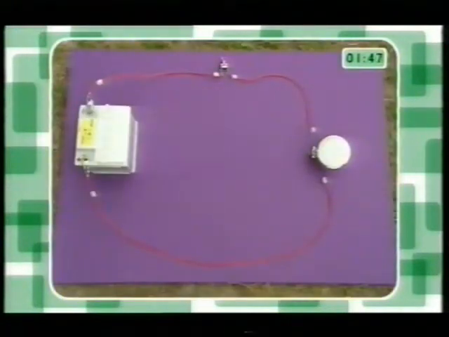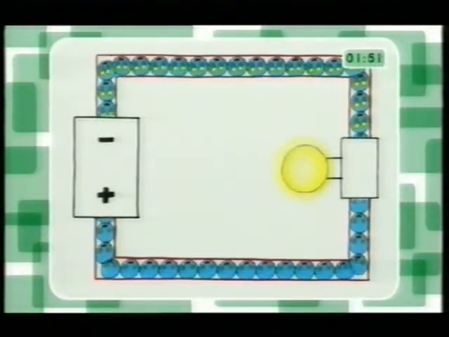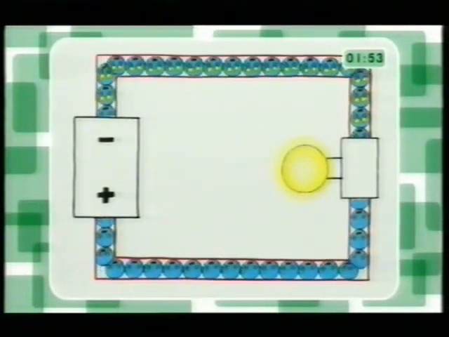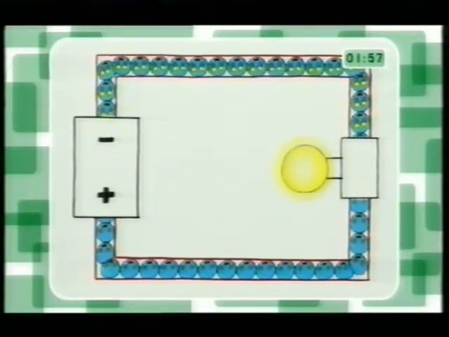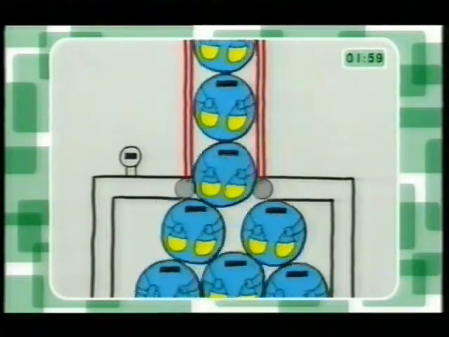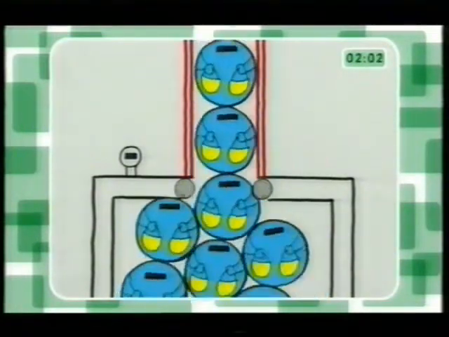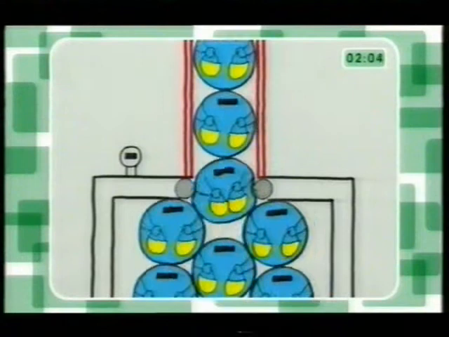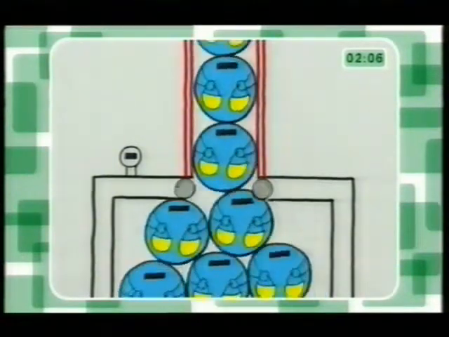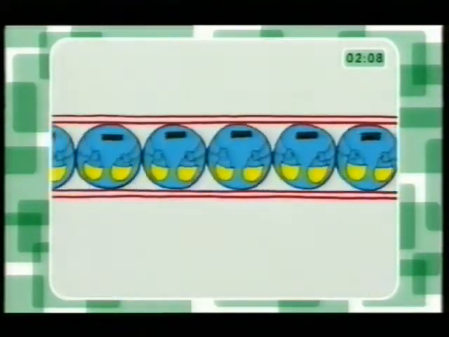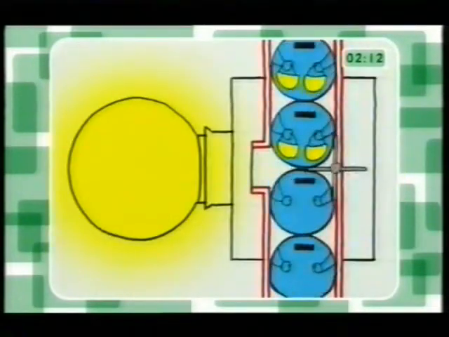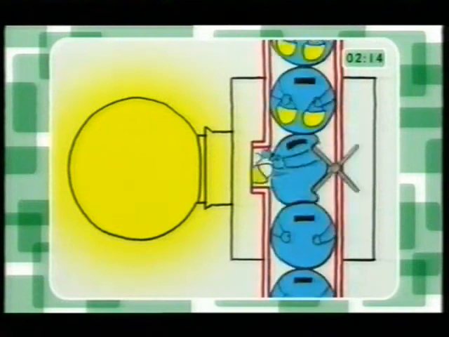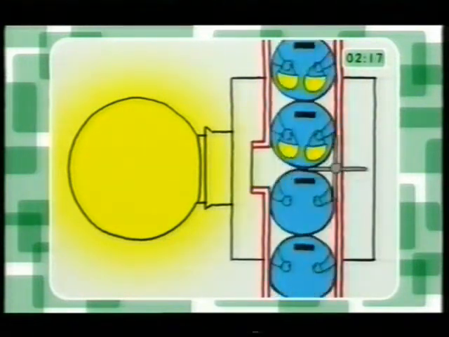But you can't see electricity, so what's actually happening? Electricity is a flow of negative charge around a circuit. The cell or battery pushes the charge through the circuit and provides the energy it carries. Imagine the charges are carrying bags of energy. As they pass through the light bulb, this energy is changed to light and heat.